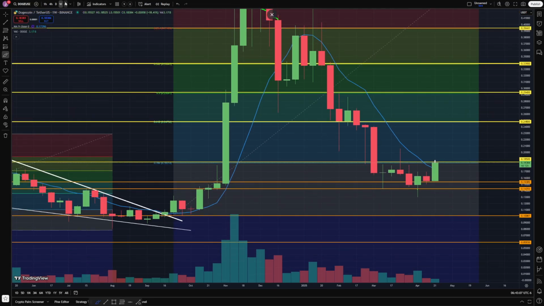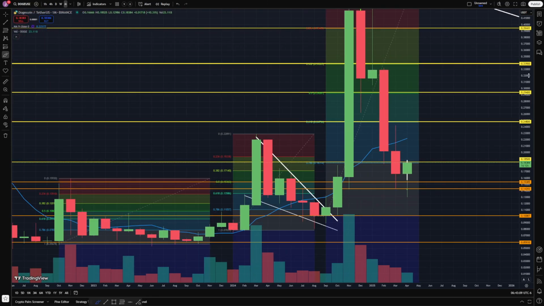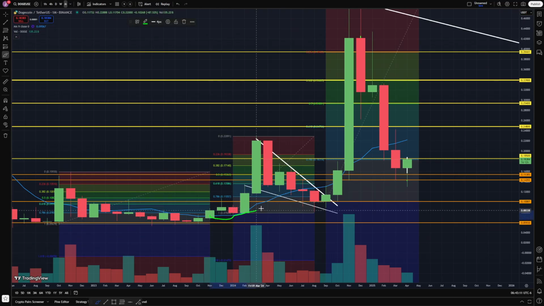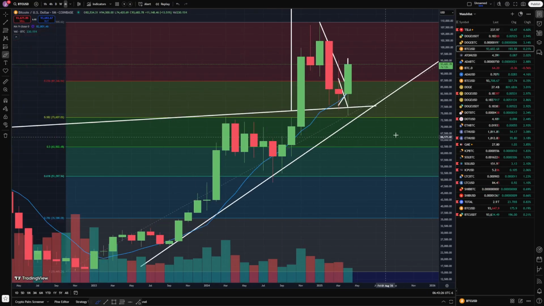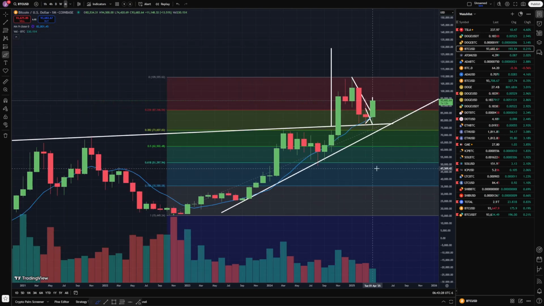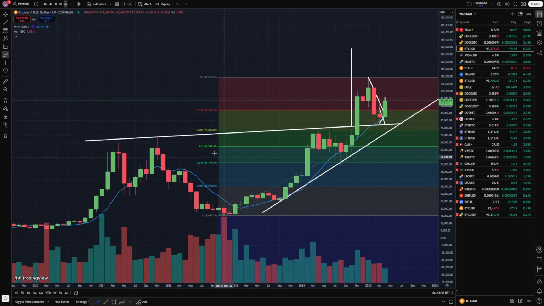The only thing though is if we jump over to the monthly time frame, we have the monthly 9 moving average right here, and we're still under the monthly 9 moving average, and the monthly comes in around 0.226 or something like that. So let me switch over to Bitcoin real quick just to show you what Bitcoin's doing, because if Bitcoin's doing good, then Dogecoin is probably going to have a better chance as well.